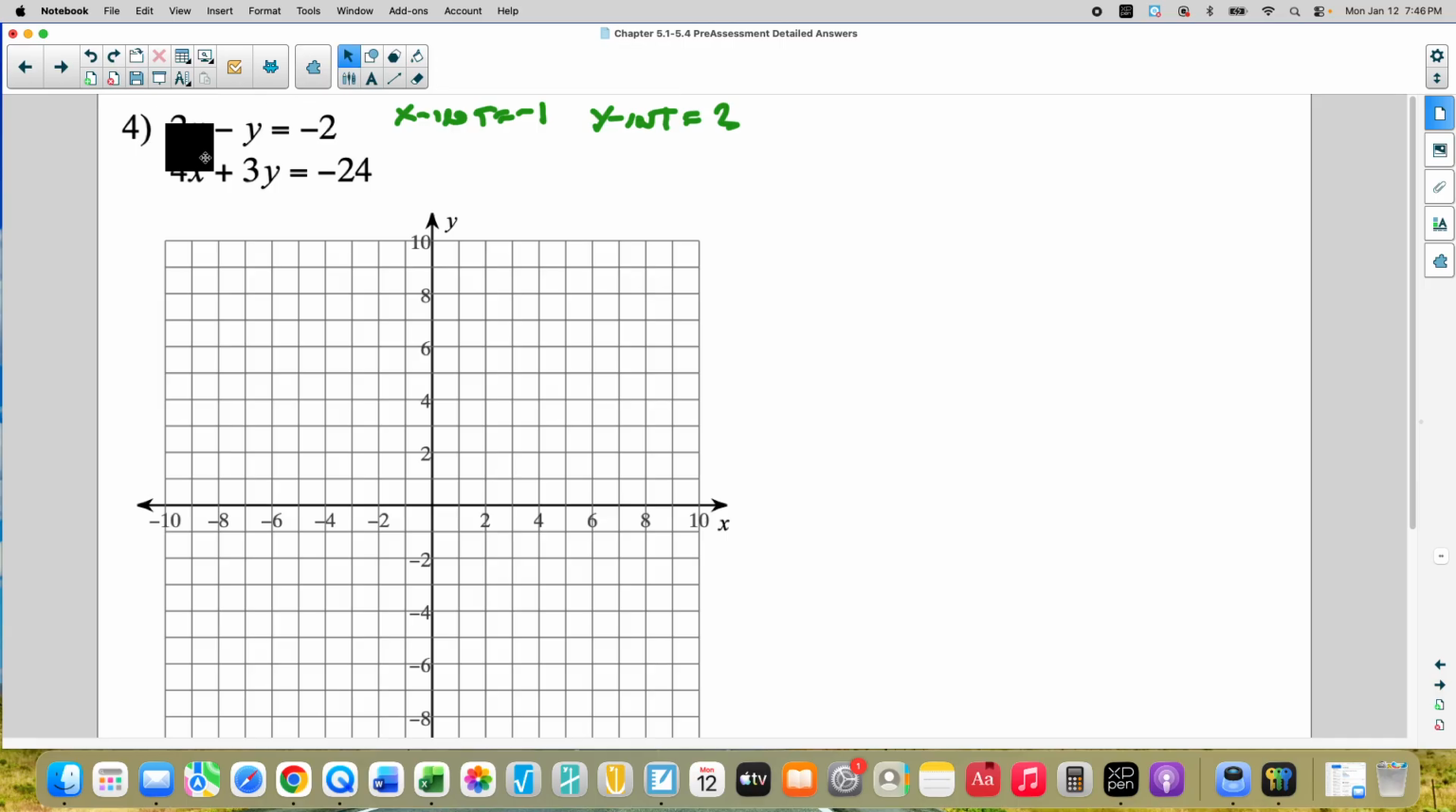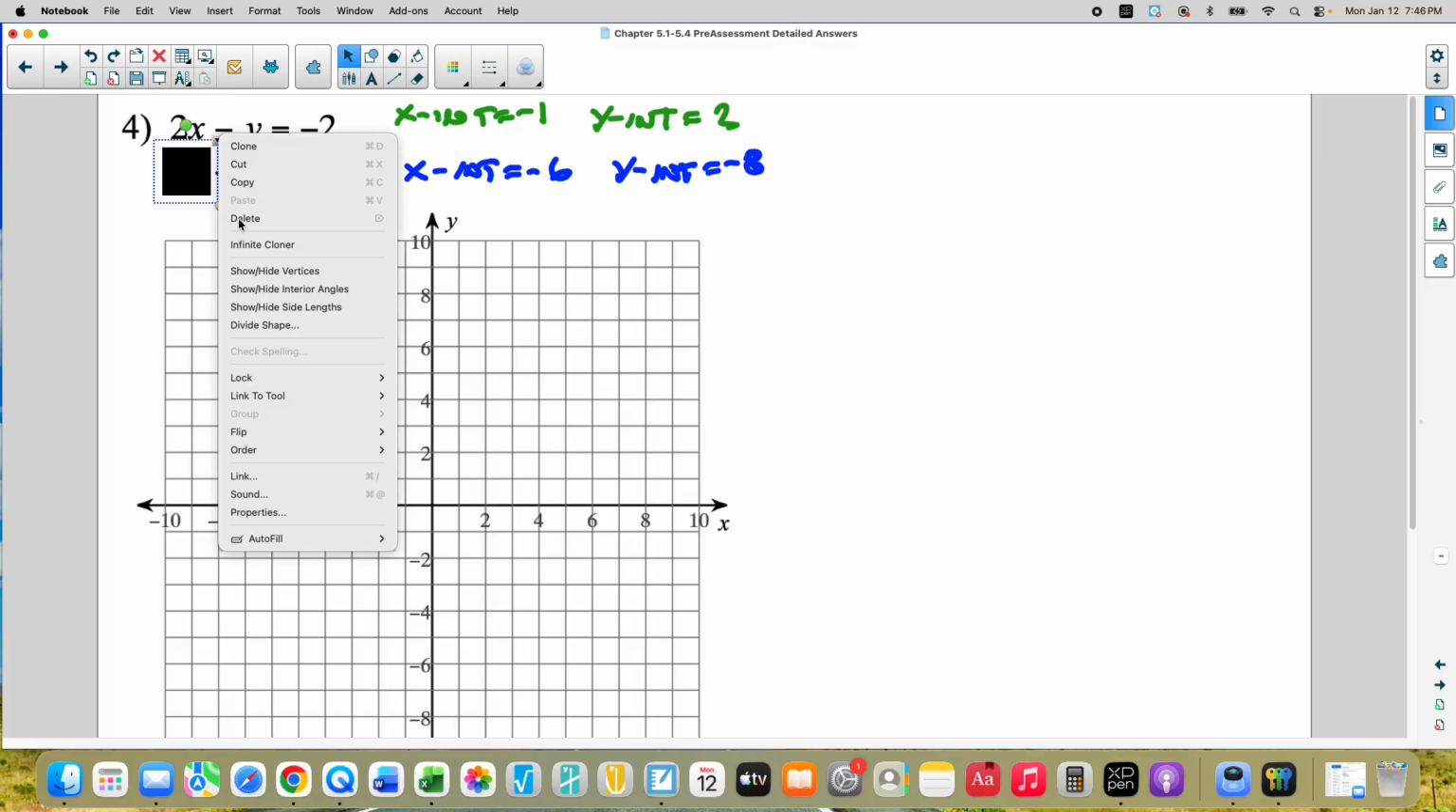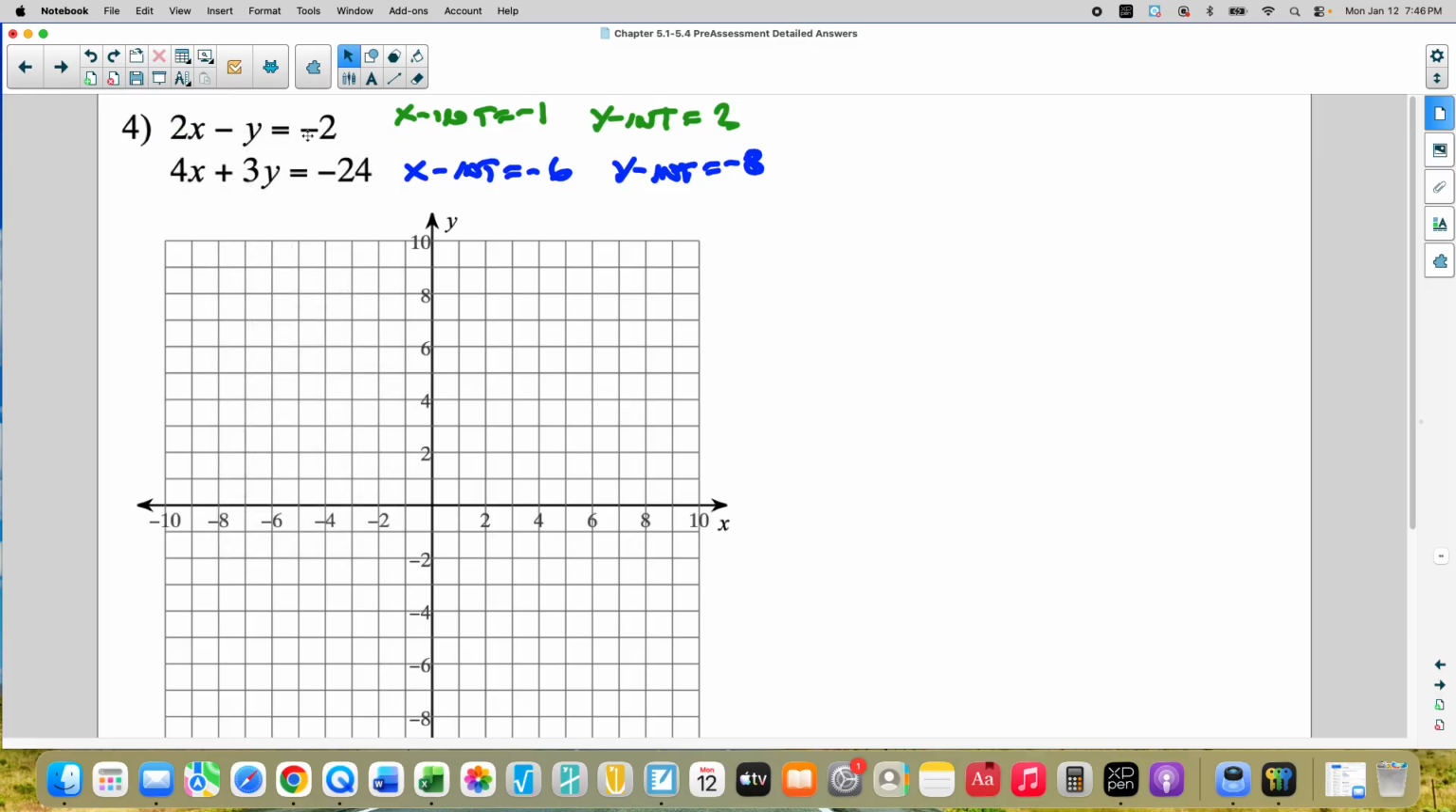And now we'll use this same method on the second equation. We'll find the x-intercept. We'll cover up the y value, and we're going to divide both sides by 4, so we get x equals -6. And then we'll cover up the x term, and we'll divide both sides by 3, and we get the y-intercept equals -8. So nice and easy, very efficient, nice and quick when it's in standard form.